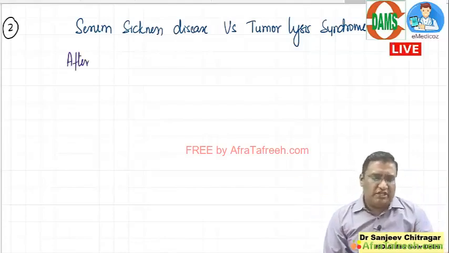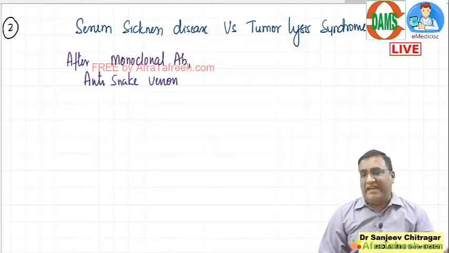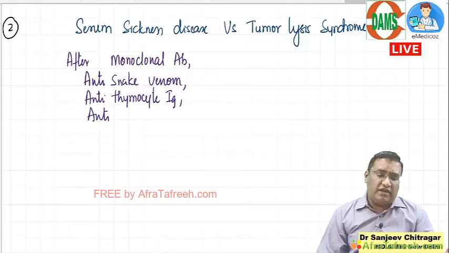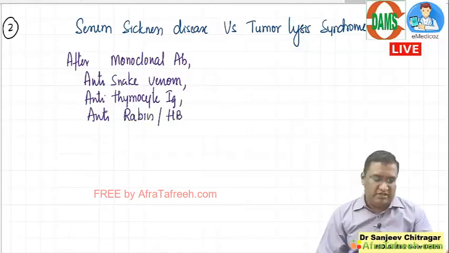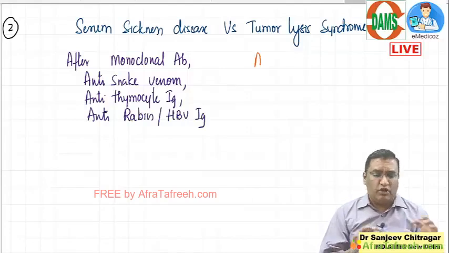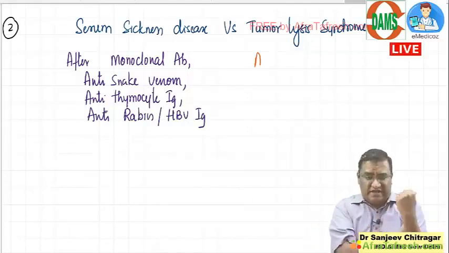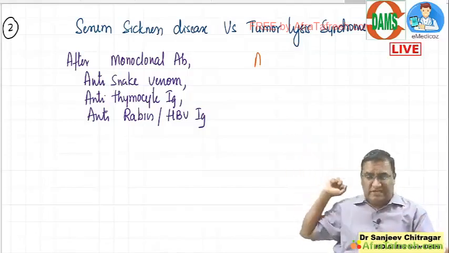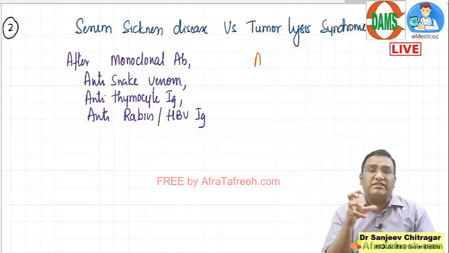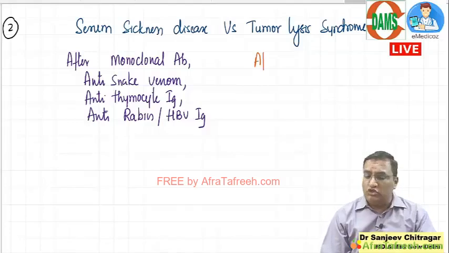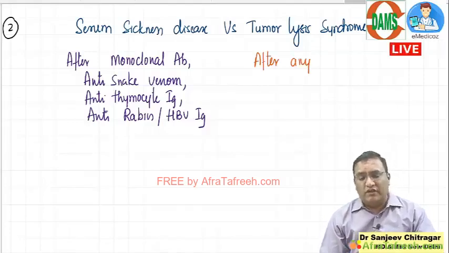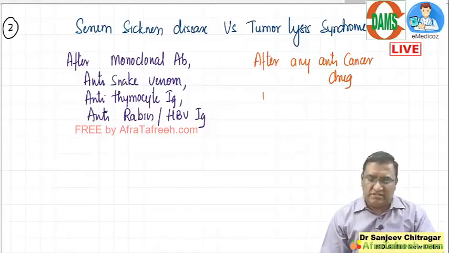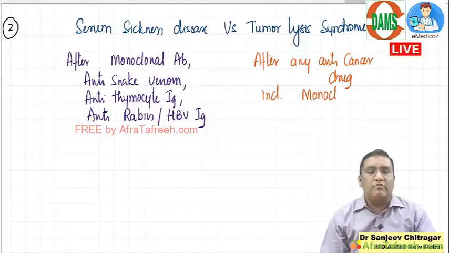So how do I differentiate? Serum sickness can occur after monoclonal antibodies, after anti-snake venom, after anti-thymocyte immunoglobulins, or after anti-rabies, anti-hepatitis immunoglobulin. These are the common causes. Earlier, serum sickness was because of horse serum injected into humans. Nowadays we do not have that, but these are the common clinical scenarios where we get serum sickness. Whereas tumor lysis syndrome occurs after any anti-cancer drugs, especially, very important for me, including the monoclonal antibodies.